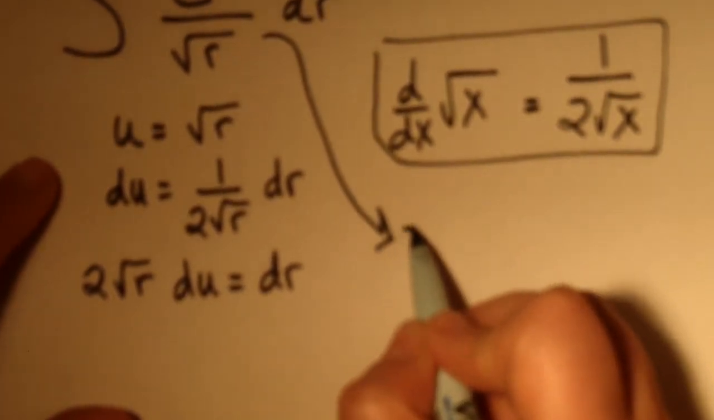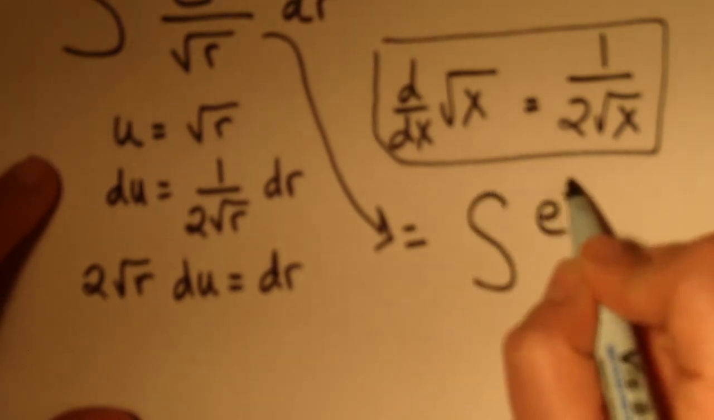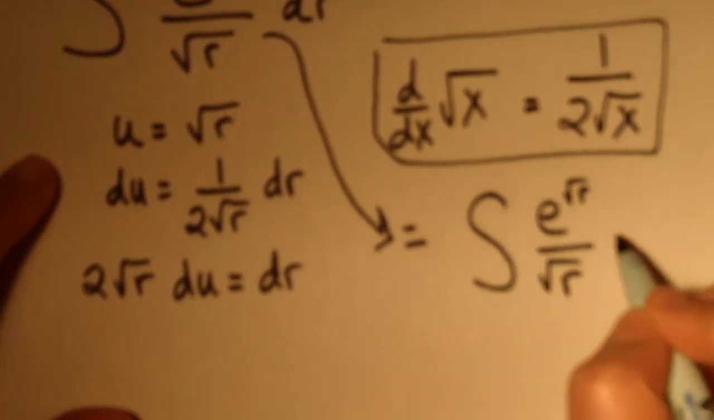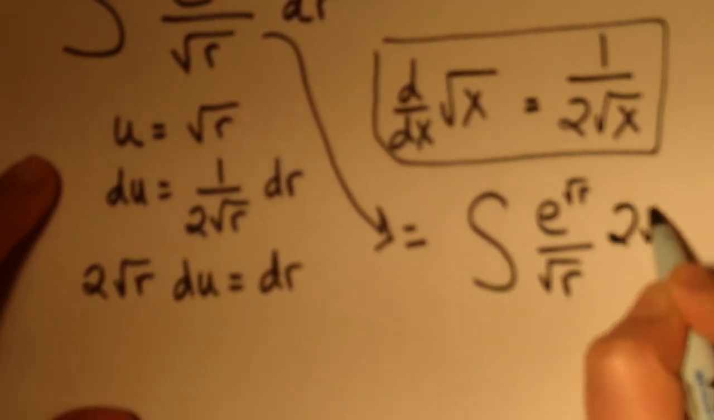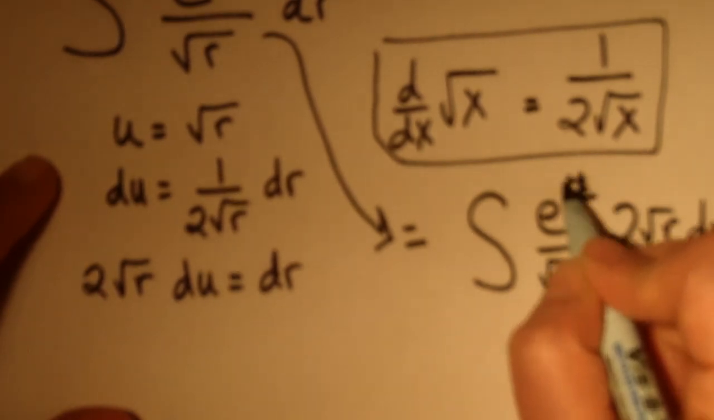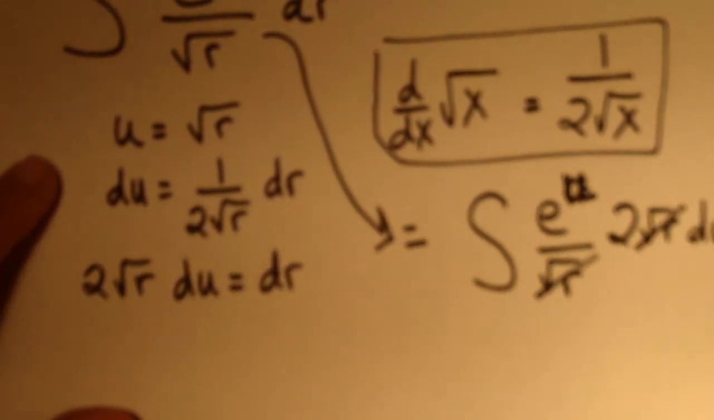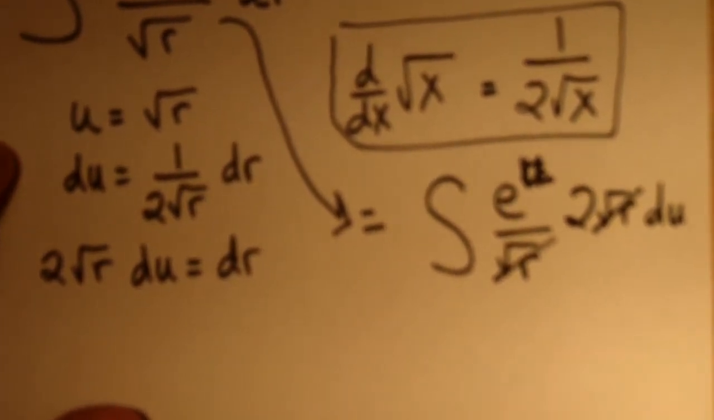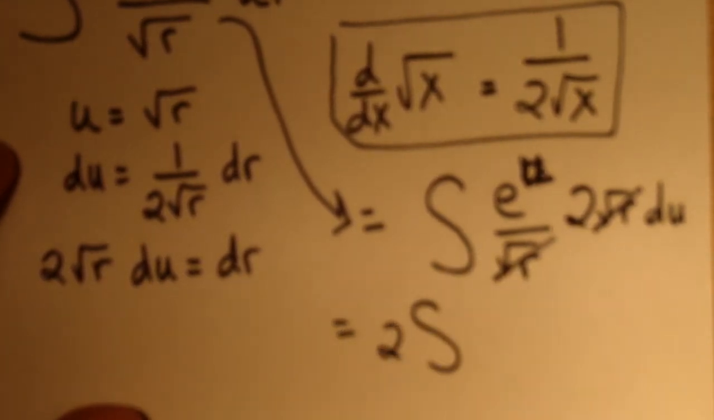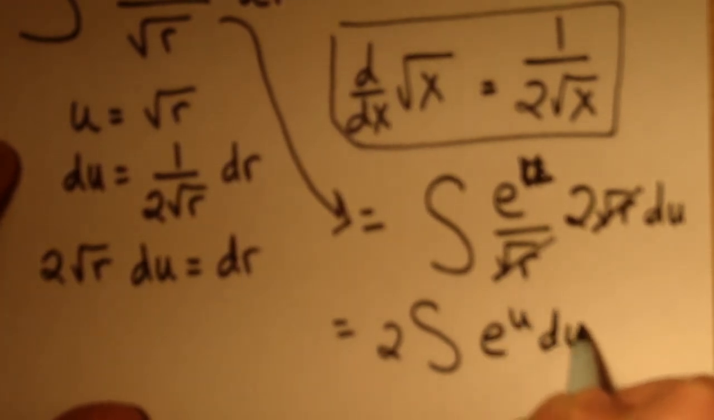So that means this integral is equal to e to the radical r over radical r. In place of dr, I can put 2 radical r du. I'm sorry, this should be a u. I substitute in for u, cancel, and then I have the integral. I'm going to put that 2 out in front: 2 times the integral of e to the u du.